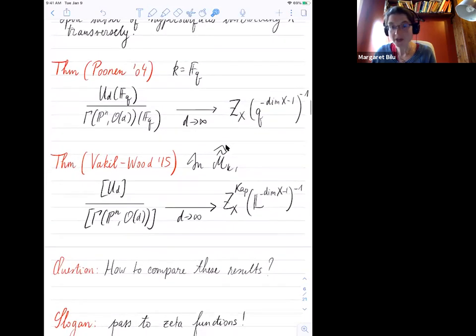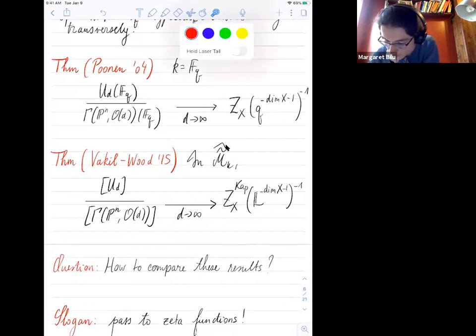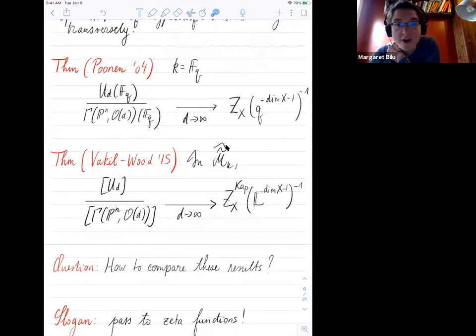What is the slogan going to be? The slogan is that we should pass to zeta functions. Why is that? If we look at these two theorems, let's start with Poonen's theorem. Poonen's theorem is a result about point counts over F_q, but we can very well apply it over all extensions of F_q. So actually, it's a bunch of theorems about the point counts of these spaces over all finite extensions of F_q.